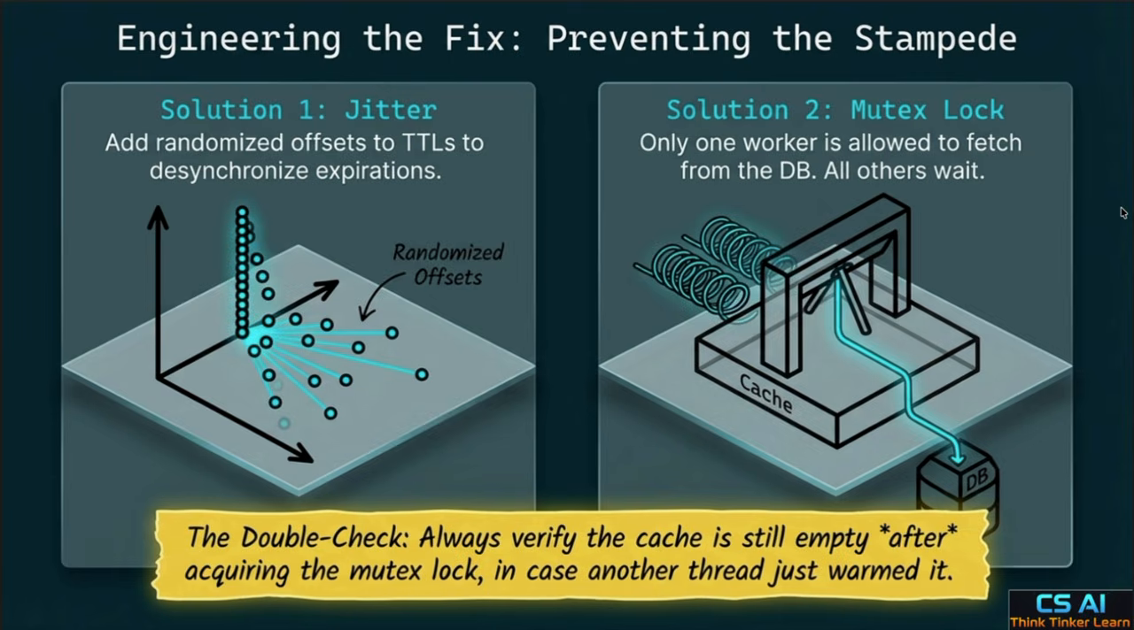Crucially, always use the double check. Once your process acquires a lock, check the cache again. Why? Because another thread might have already fetched the data and populated the cache while you were waiting for the lock.